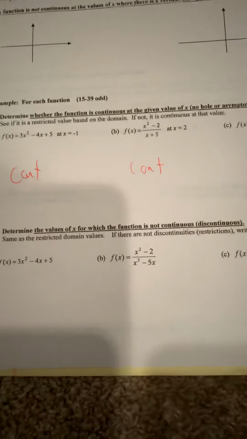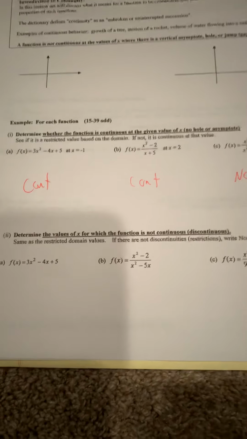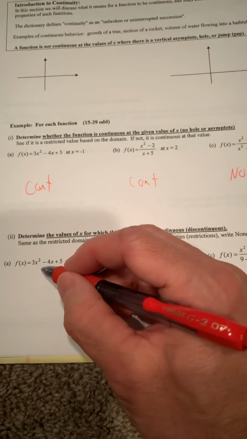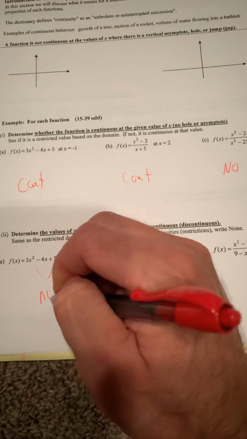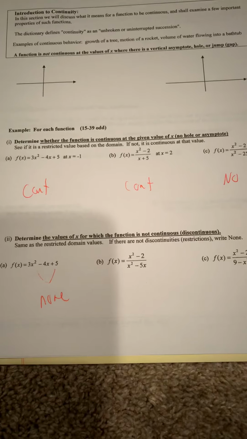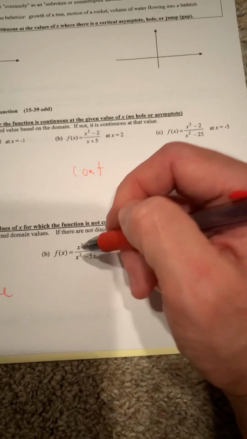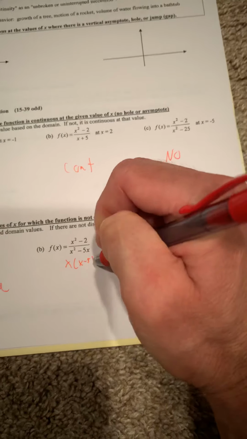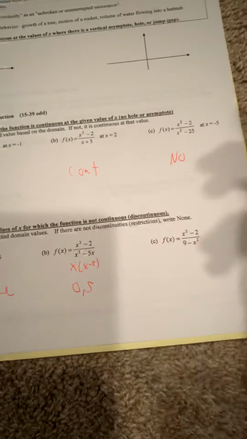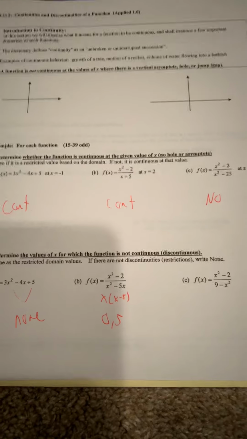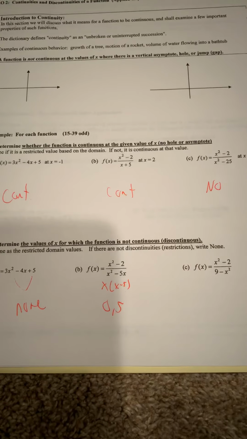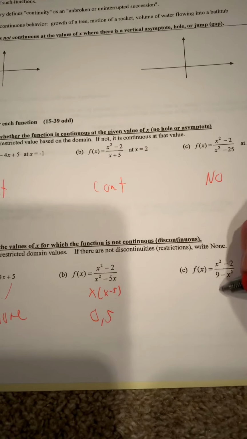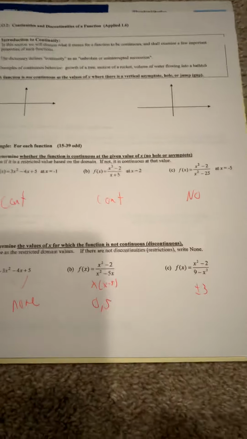Now the next question says determine the values of x where it's not continuous. This doesn't have any discontinuities. It's just a smooth curve, so this is none. That has no discontinuities. This one, if you graph it, you'll see that there are 2 discontinuities at 0 and 5. So to find discontinuities, you essentially set the denominator equal to 0 and solve. And then over here, you would get plus or minus 3 as my discontinuities.